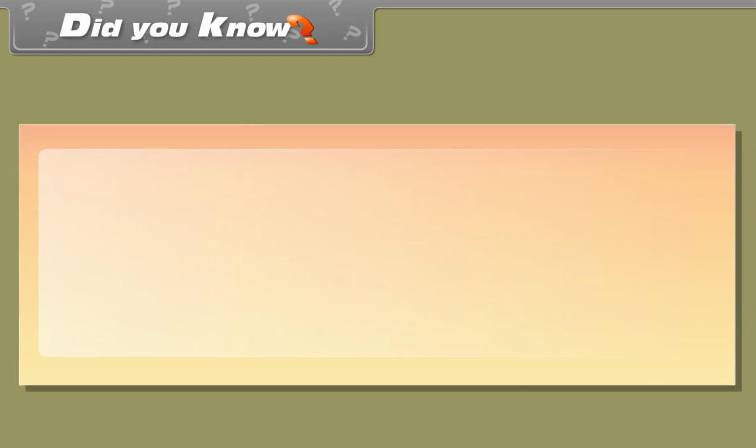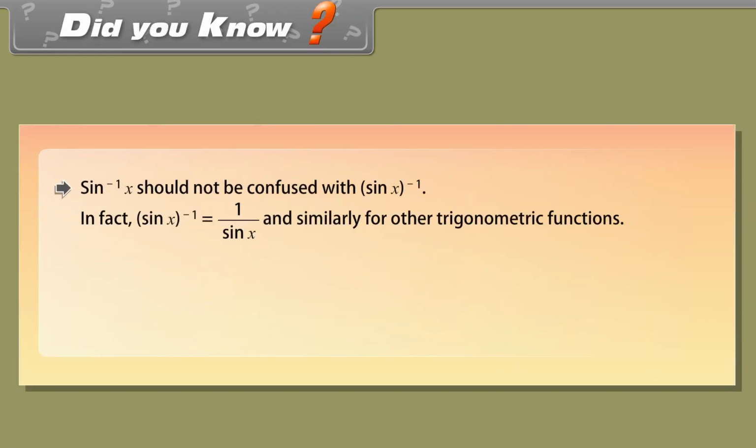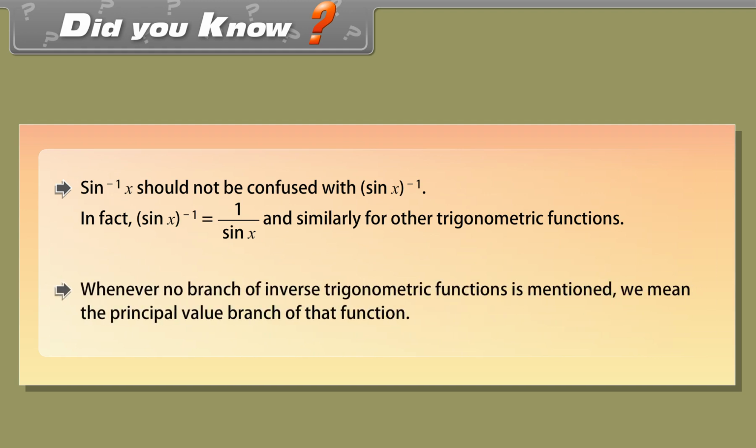Did you know? Sine inverse x should not be confused with (sine x) inverse. In fact, (sine x) inverse is equal to 1 by sine x, and similarly for other trigonometric functions. Whenever no branch of inverse trigonometric functions is mentioned, we mean the principal value branch of that function.